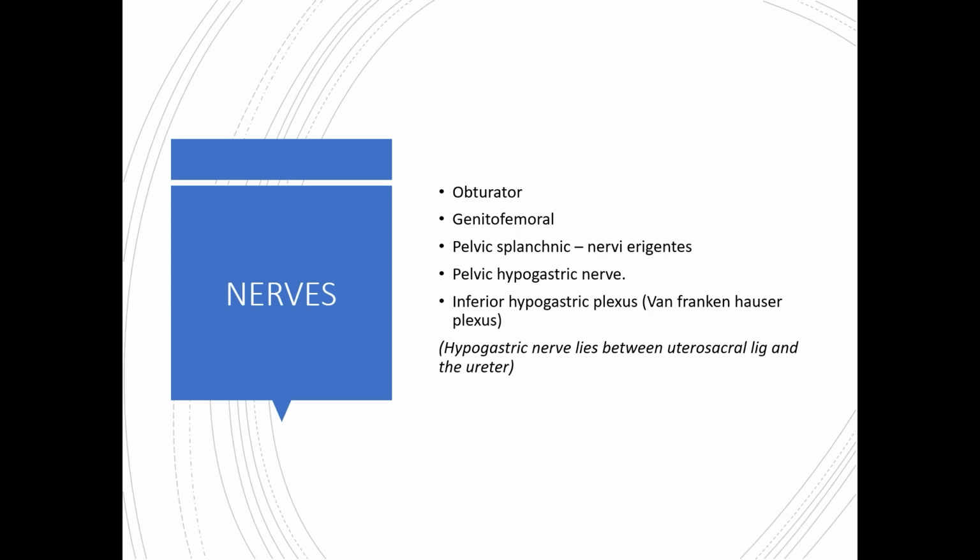The hypogastric nerves, which are the sympathetic component of the hypogastric plexus, go on either side, just inferior and medial to the ureters. So you have to be careful. If you damage this, you're going to cause neurogenic issues with the bladder, the rectum, and sexual function. Okay? And then the plexus.